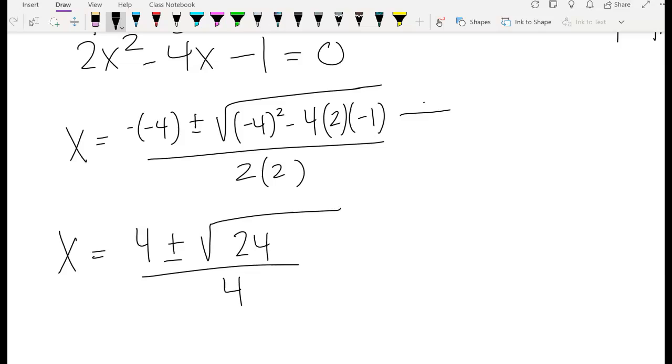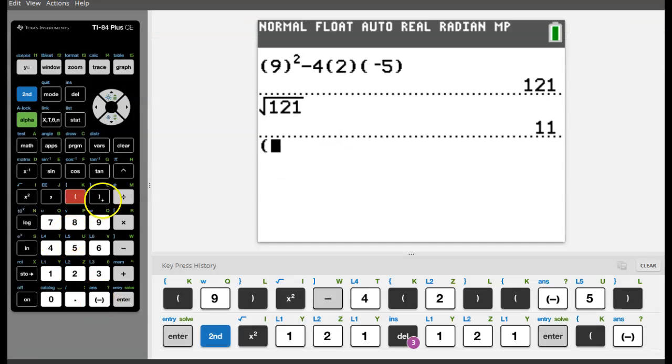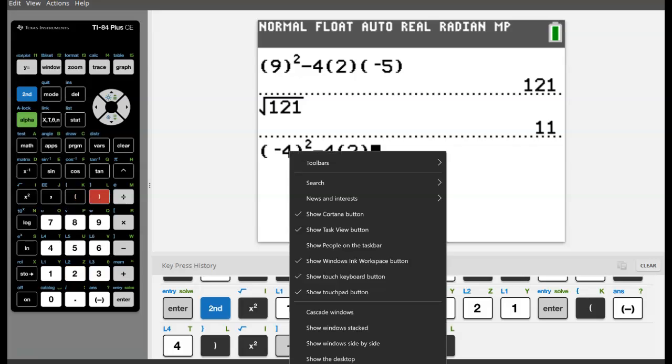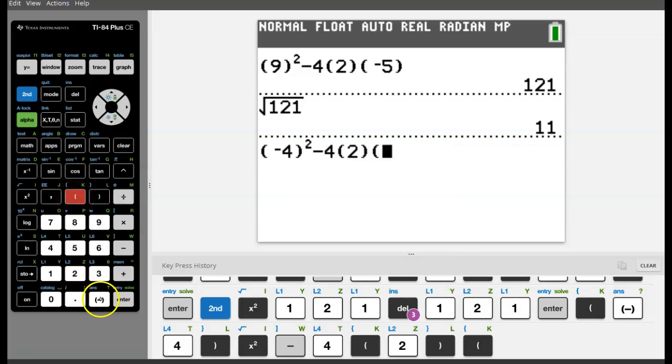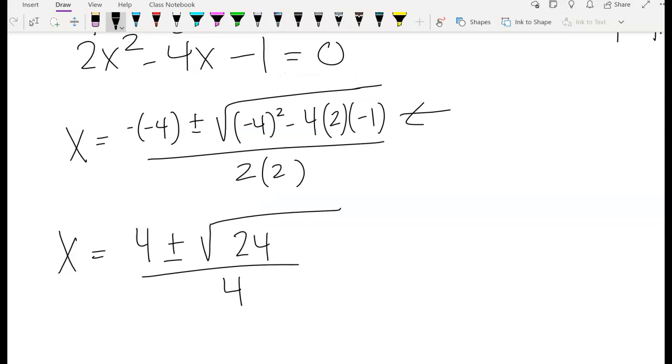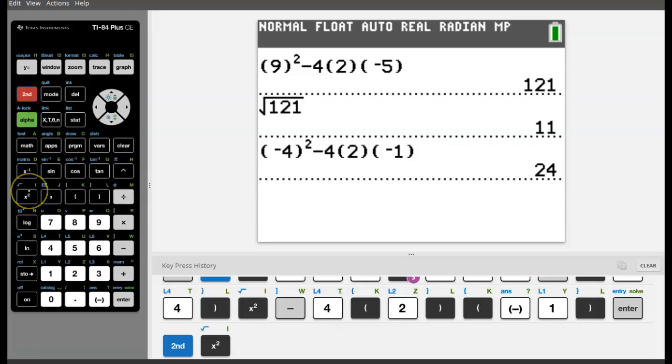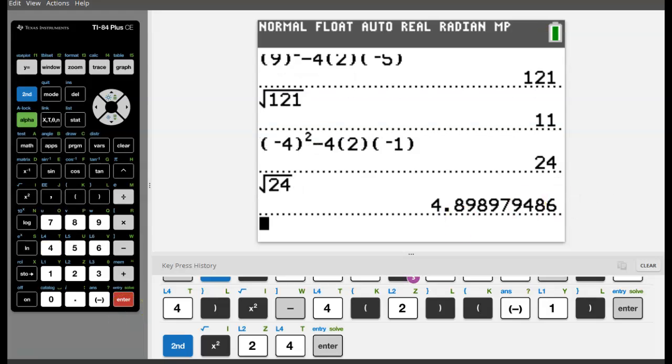You can also do that in your calculator. So -4 squared minus 4 times 2 times -1. We get 24. So up to you if you want to do it by hand or not. All right, then we see, can we square root 24? So square root 24, and it's a decimal.